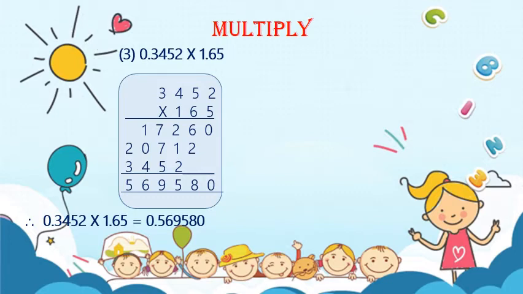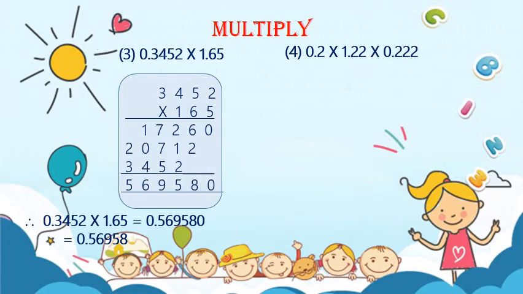So our product is 0.569580. So the product is having 6 decimal places, right? And since 0 has no value, so we can write the product is equal to 0.56958.